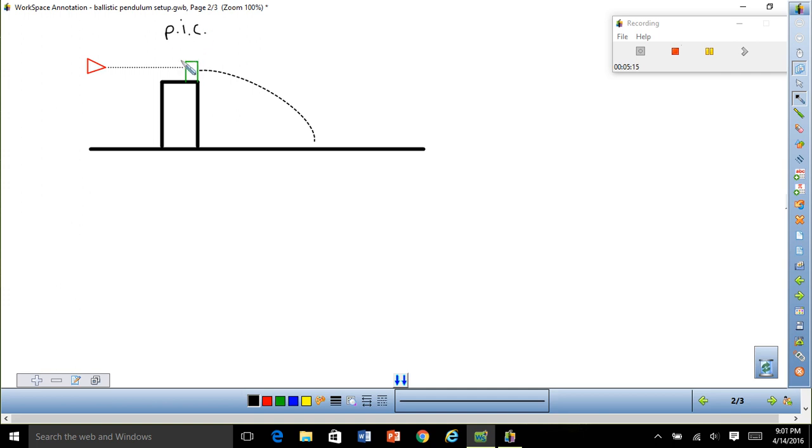hopefully you're going to recognize that as a perfectly inelastic collision. Okay? And when that happens, of course, momentum is conserved. And so once again, we're going to have our initial momentum equal to our final momentum, and that's going to be for the striking of our block right here.